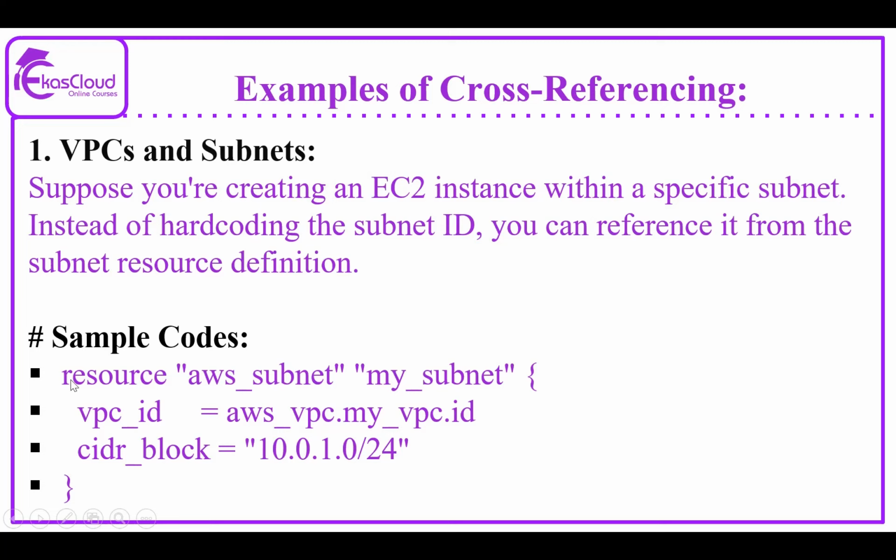Here you have to specify the resource within double quotes, aws_subnet. This is the name of the resource. And then you have to give a reference name, my_subnet. Inside the block, you have to specify vpc_id. Here I have to mention the cross-reference: aws_vpc.my_vpc.id.